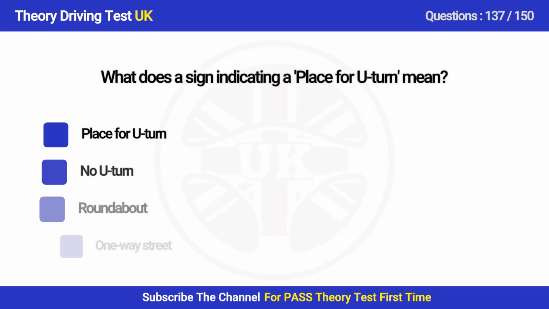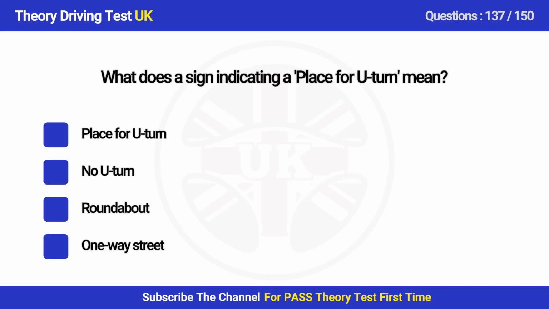Question 137. What does a sign indicating a place for U-turn mean? A, place for U-turn. B, no U-turn. C, roundabout. D, one-way street.